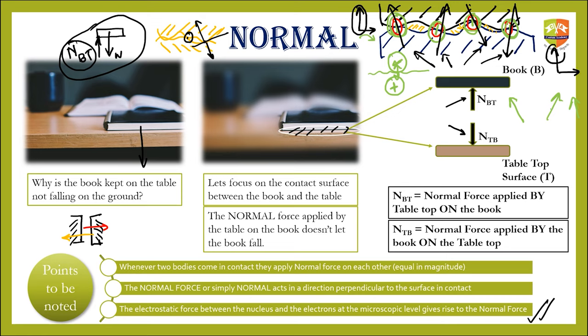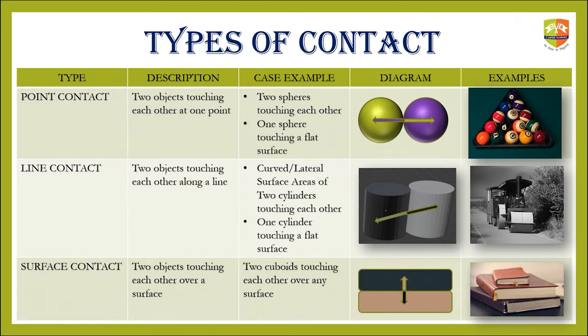So this perpendicular thing is called normal, and you will later know that this force along the surface is called friction. So this is the reason. Basically, electrostatic force of attraction is the reason for normal and friction. I hope you understood this part. Now let us talk a little bit more about types of contact, and it will become much clearer to you.